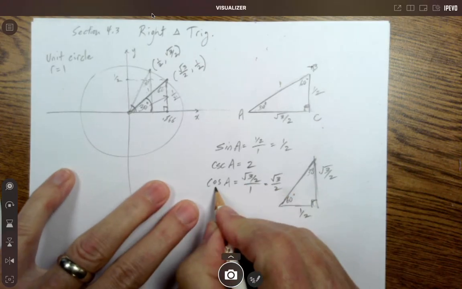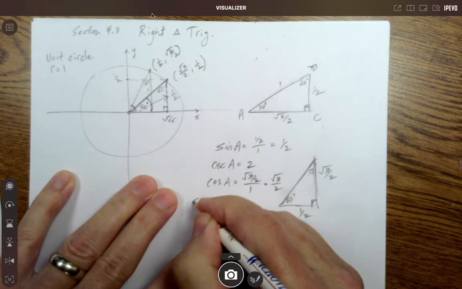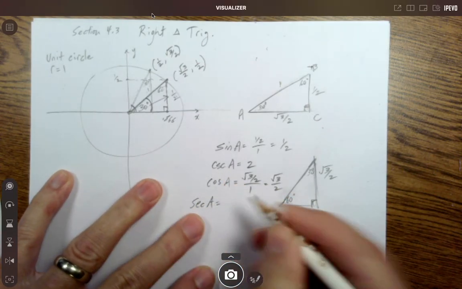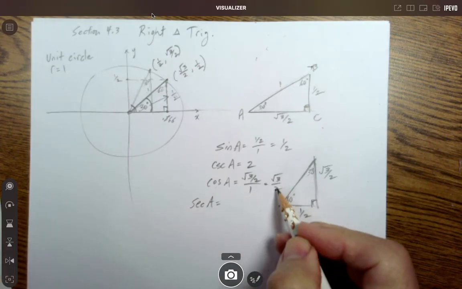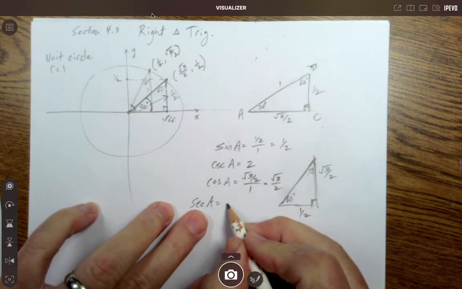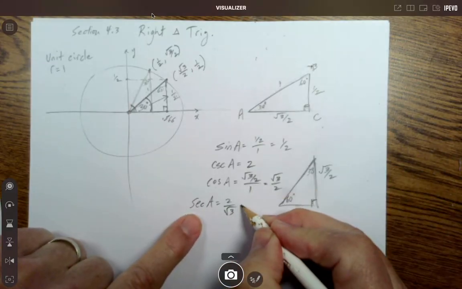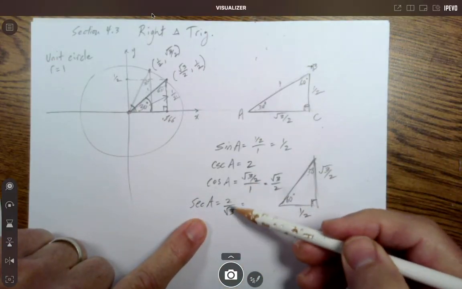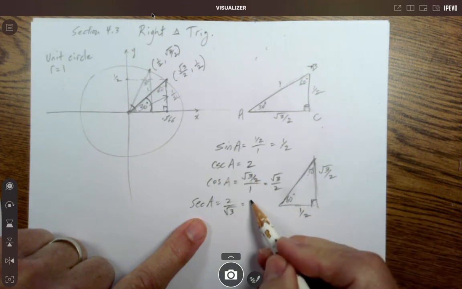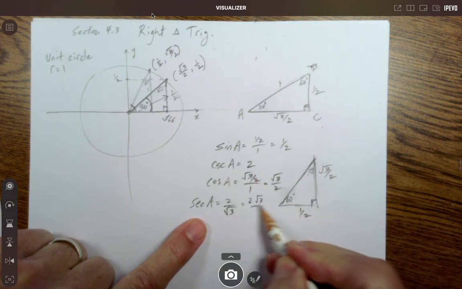And then the reciprocal for cosine is what? Secant of A, which would just be, I'd flip that over. So that would be 2 over the square root of 3. But we're not supposed to leave it that way. So I multiply top and bottom by the square root of 3. And that's going to give me 2 square roots of 3 over 3.